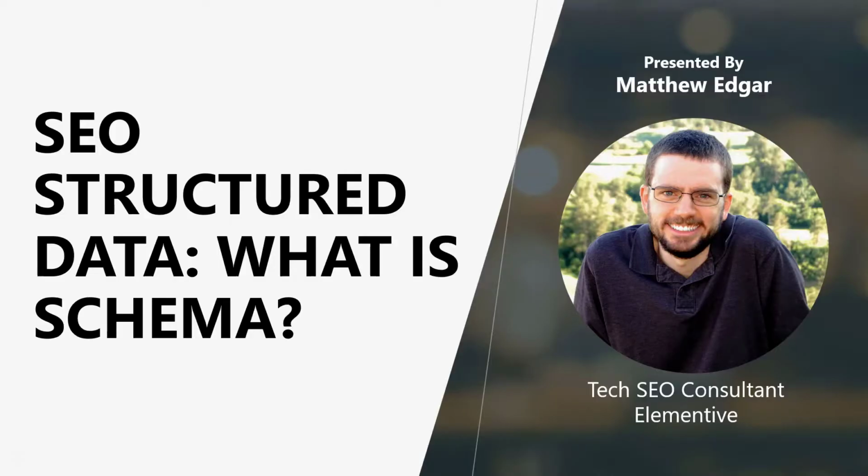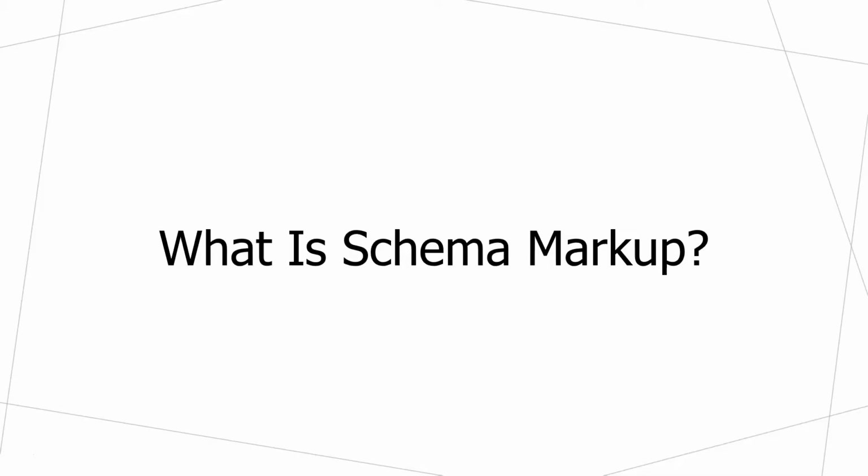One way that you can adjust your search result listings is with Schema, or Structured Data Markup. Let's talk about what Schema is and how you can use it on your website. So what is Schema Markup? Well, Schema Markup is additional code that you can add to your website that better describes certain types of content.